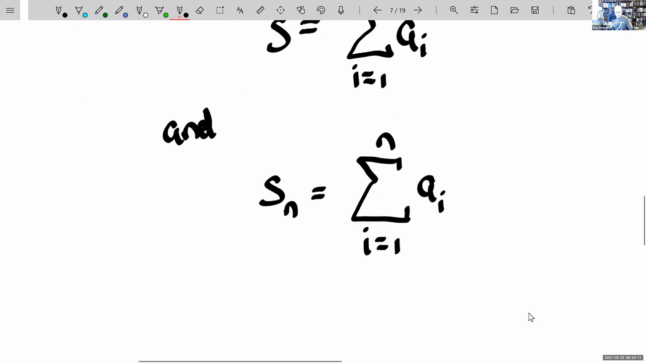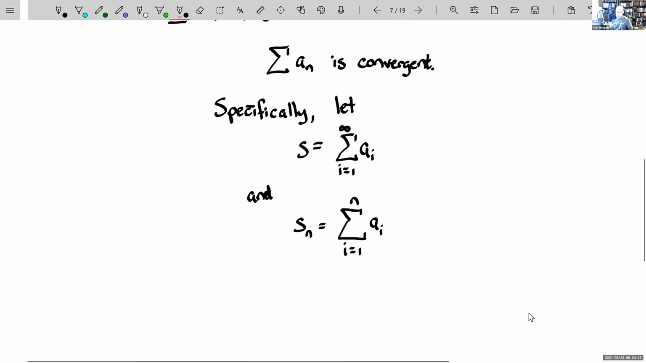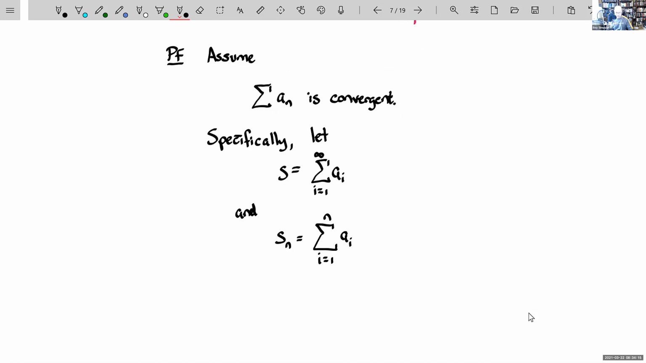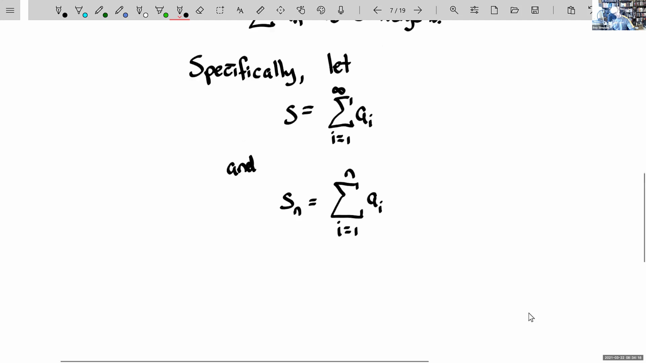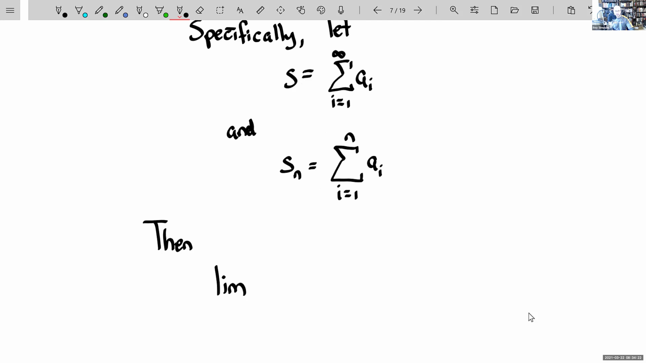Well, because we're assuming that our series is convergent, then it must be the case that the limit as n goes to infinity of our partial sums has to be S. And by the way, this is the limit as n goes to infinity of the summation i equals 1 to n of a sub i.